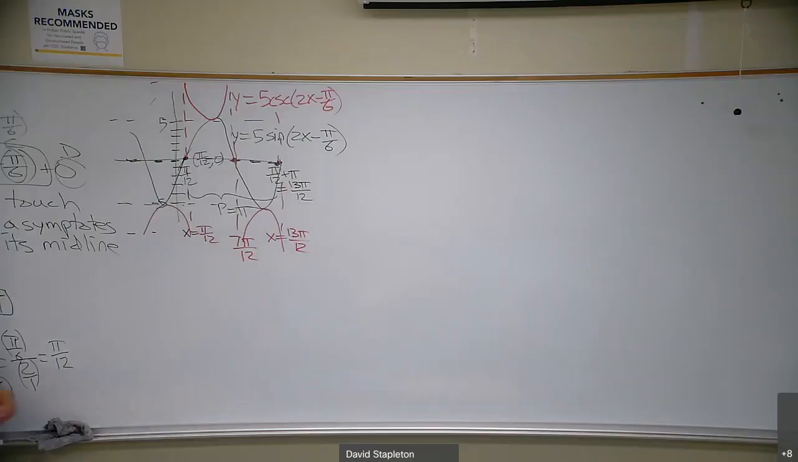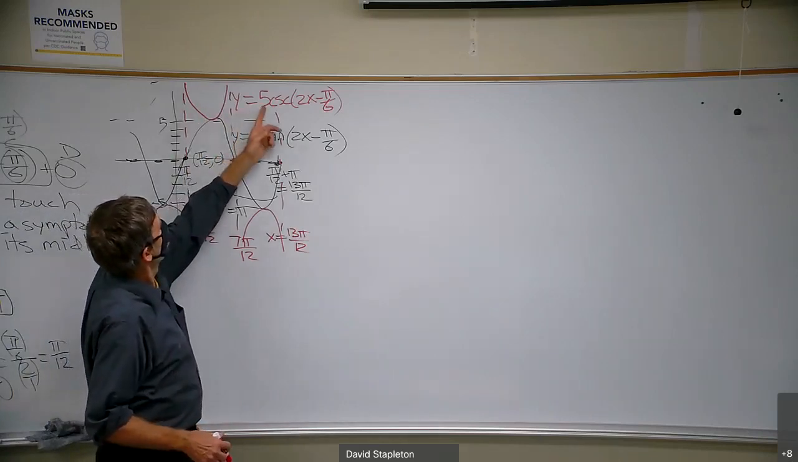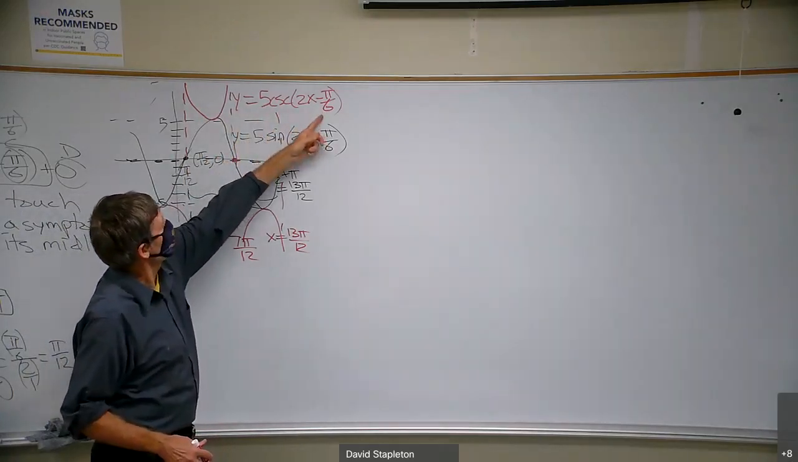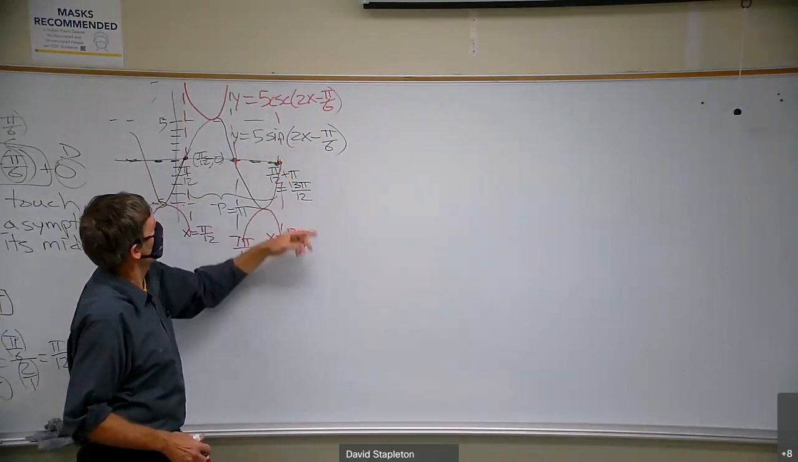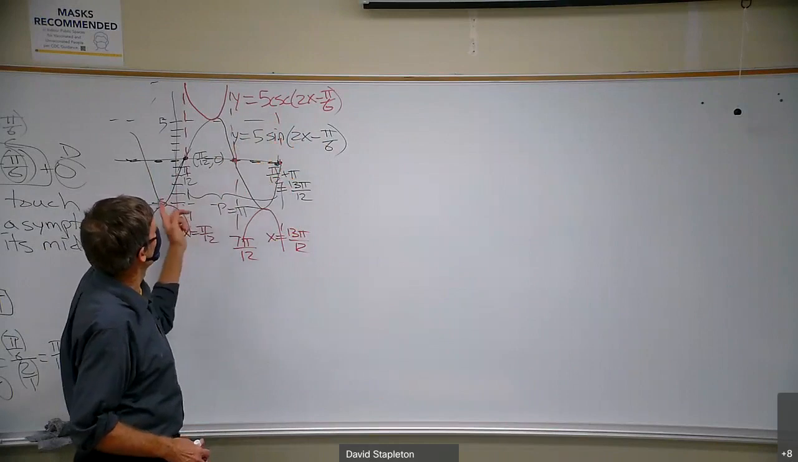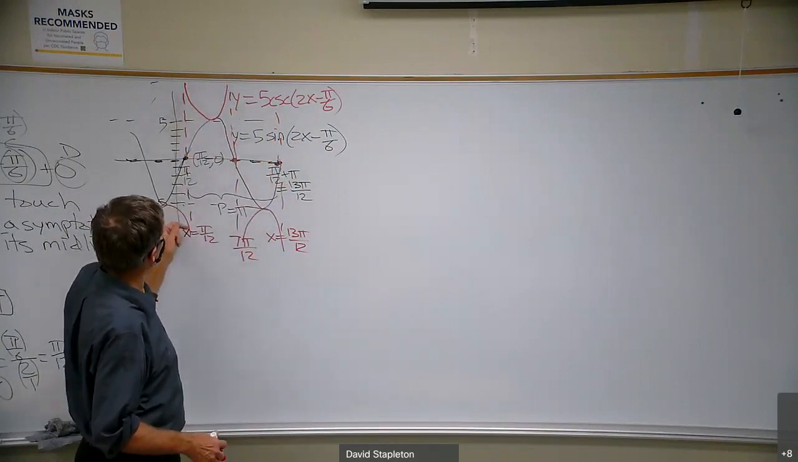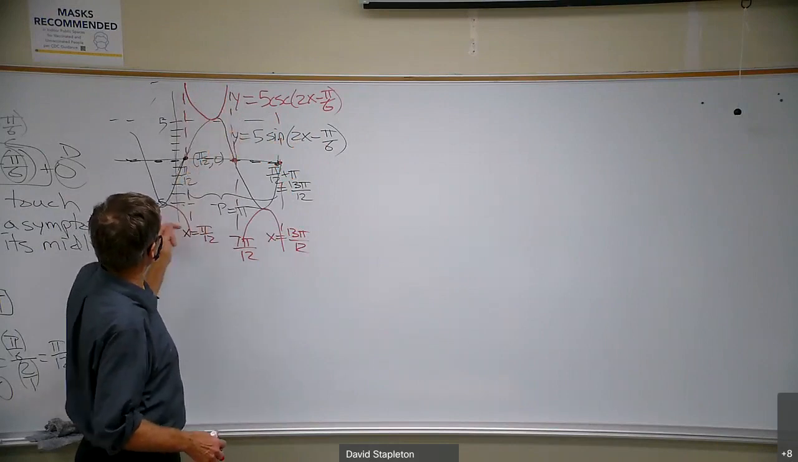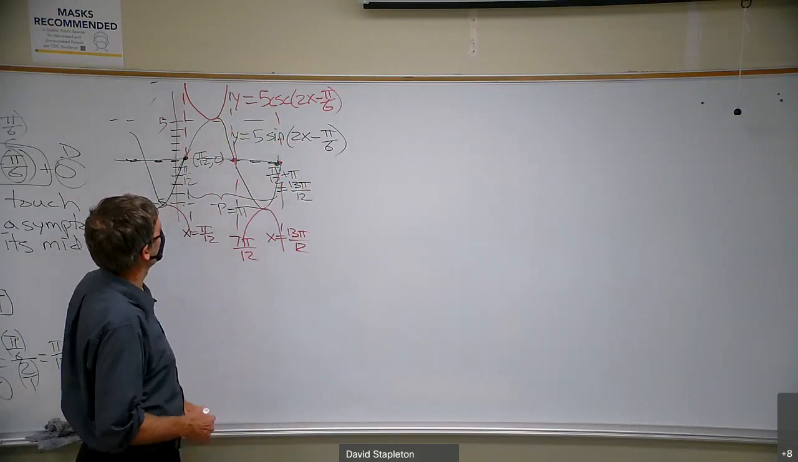Okay, so here's a graph of 5 cosecant 2x minus pi over 6. We obtain it by graphing 5 sine 2x minus pi over 6. Just replace cosecant with sine. We know how to graph those already, and then we fix the cosecant to touch the peaks of the mountains and the bottoms of the valleys and have asymptotes where sine crosses its midline.